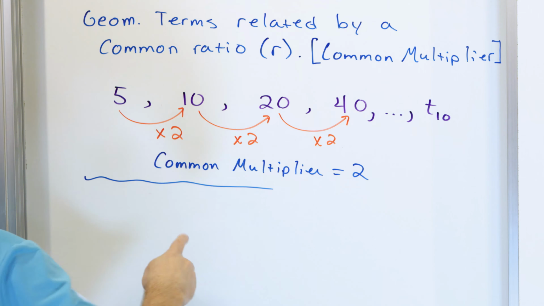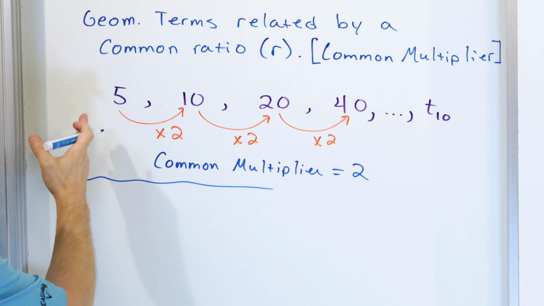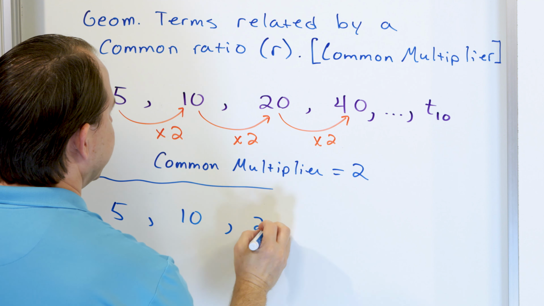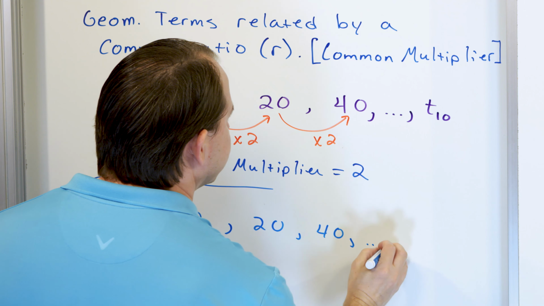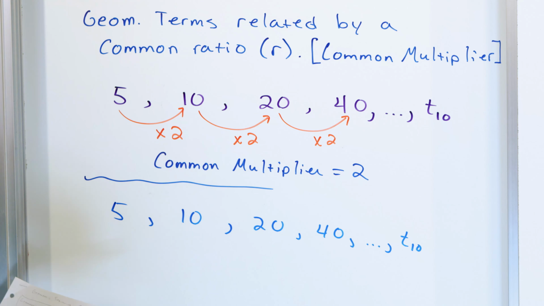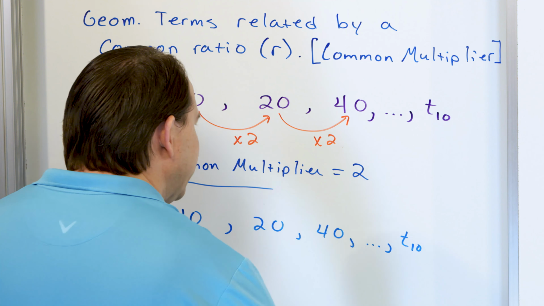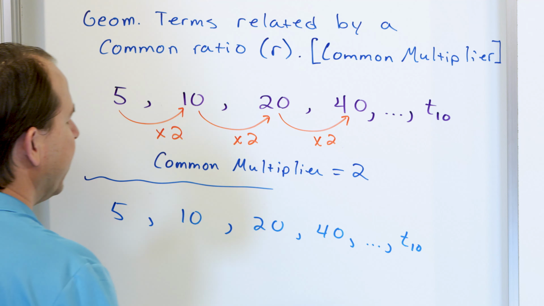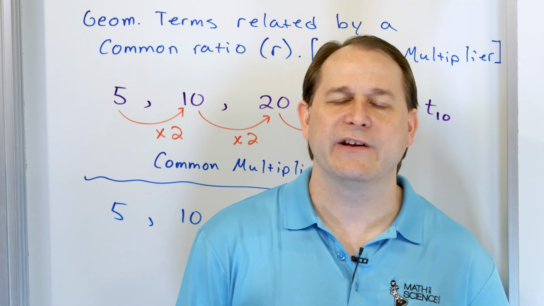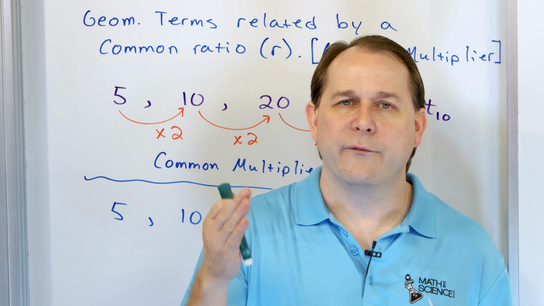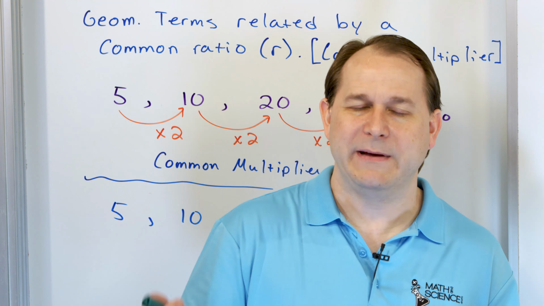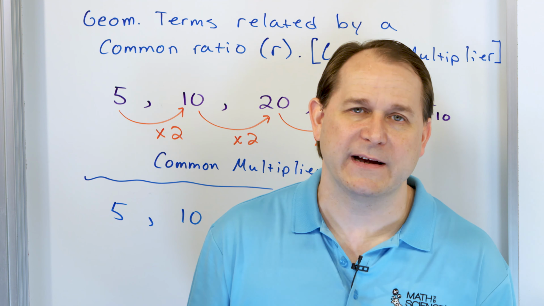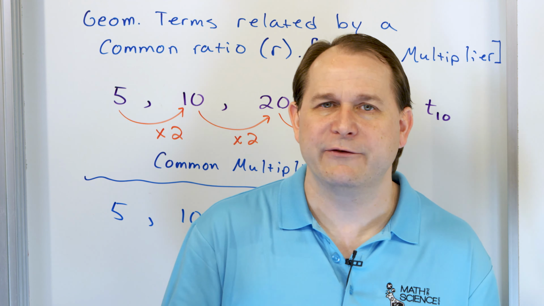Now let's rewrite the sequence, and let's talk about it more like what you would see in your textbook. This is the way I like to think about it, but let's write the same sequence down. 5, 10, 20, 40, dot, dot, dot, and the 10th term somewhere down the road. All right? What do we mean when we say geometric terms are related by a common ratio, which is also called a common multiplier? What is a ratio? A ratio is just a division. A ratio of 1 to 2 means 1 divided by 2 means a half. A ratio of 2 to 4 means 2 divided by 4, which we can simplify to 1/2. So when you divide two numbers, it just means you're taking the ratio.